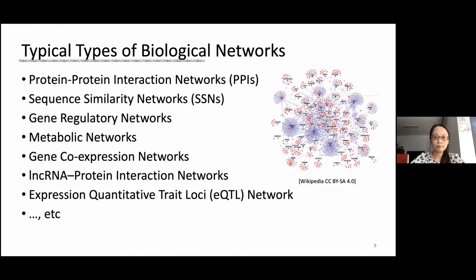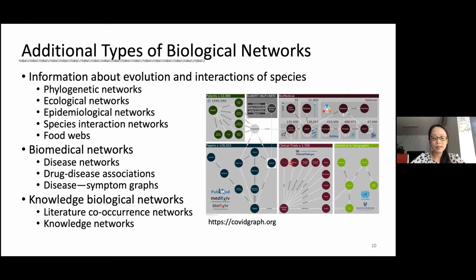And besides, there are several types of biological network, for example, protein-protein interaction network that describes the interaction between proteins, and sequence similarity network that shows the similarity between genomes, and many others. For example, metabolic network describes the reactions within human metabolism or metabolism in other life forms. Besides those biological networks, there are also additional ones, for example, ecological network, epidemiological network, and species interaction network, food web.